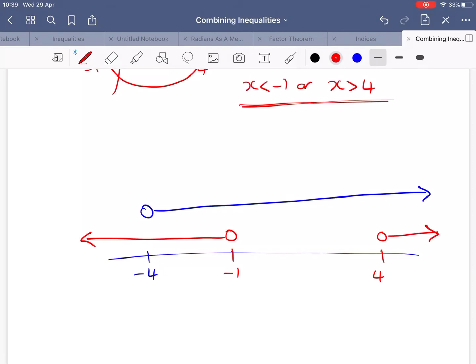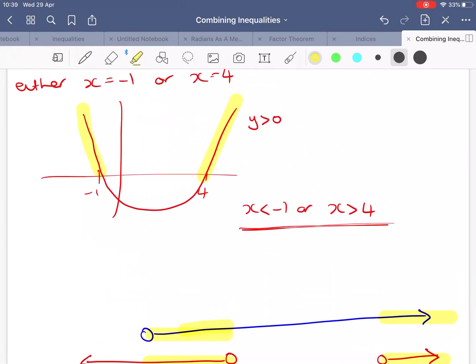So now I've got to find all the regions where both of these inequalities are true at the same time. And actually there's a couple of different parts here, because you can see they're both true in this region between -4 and -1, but they're also both true when you get larger than 4. So again, just like with the quadratics, when they're separated, you have to write them as two separate inequalities.